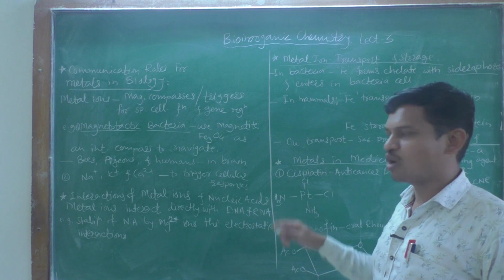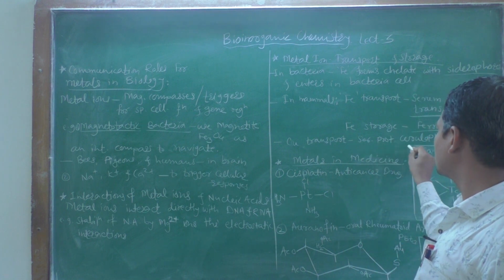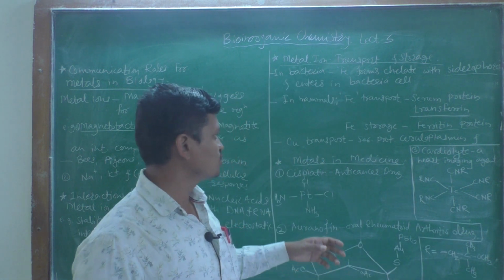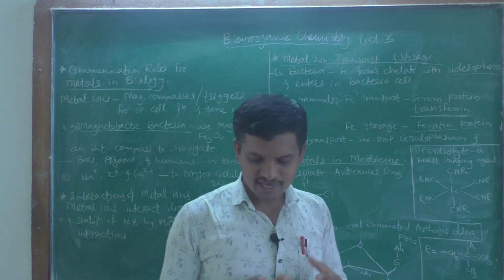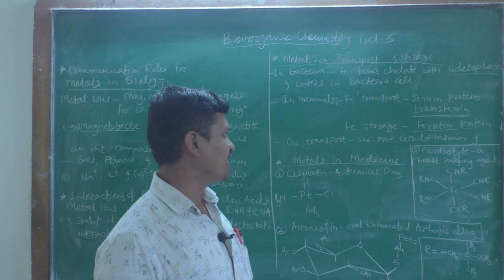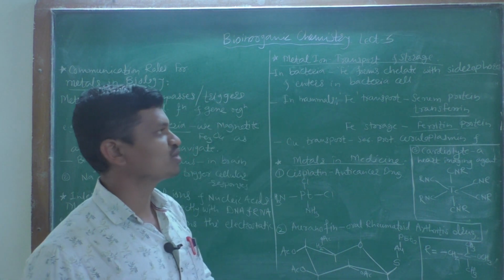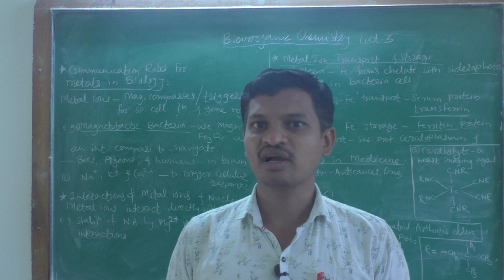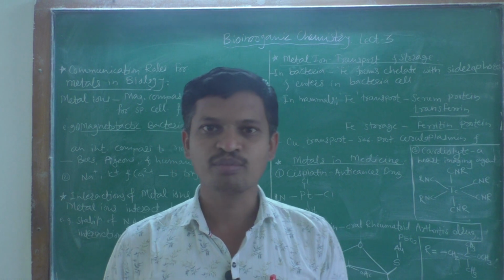Then another element, that is copper. This copper transportation is done with the help of serum proteins known as ceruloplasmin and albumin. So ceruloplasmin and albumin are the proteins responsible for the transportation of copper metal atoms or ions in the organisms. So this is all about the metal ion transportation and storage. Different metal ions are transported and stored in different organisms by the use of different proteins.